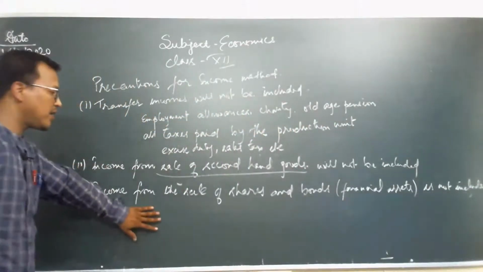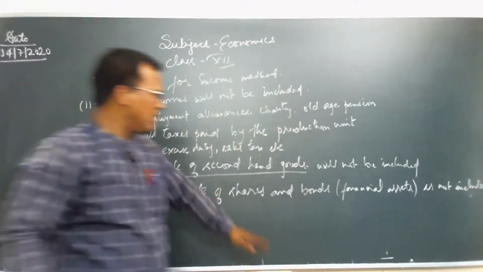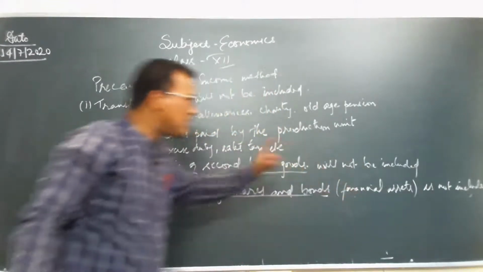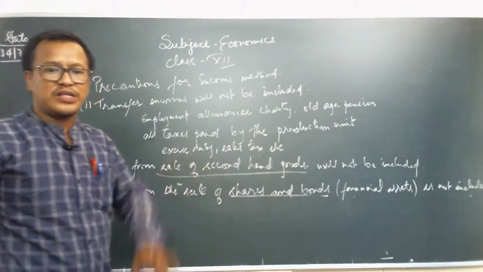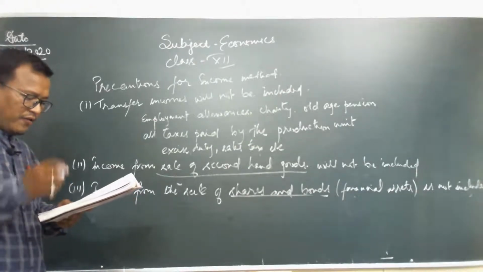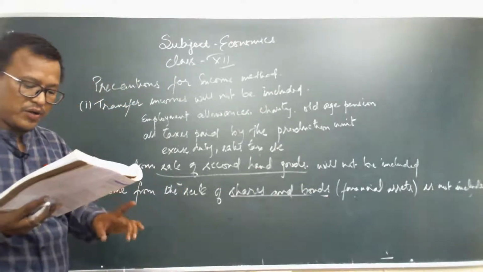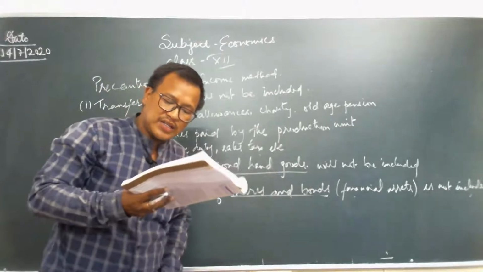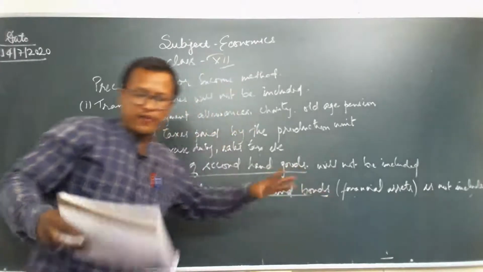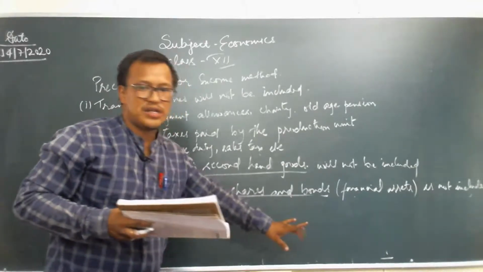So all the income from the sale of shares and bonds, these are called financial assets. So these financial assets are not included in the calculation of national income. Financial assets, like shares, debentures, bonds, etc., will not be included in the national income, since such financial assets are mere paper claims. Therefore, they are not included in the calculation of national income.